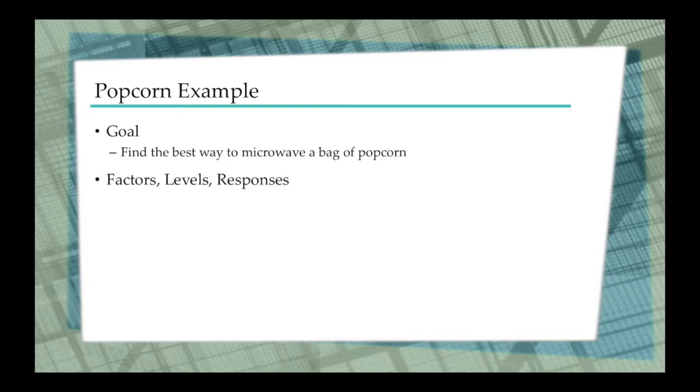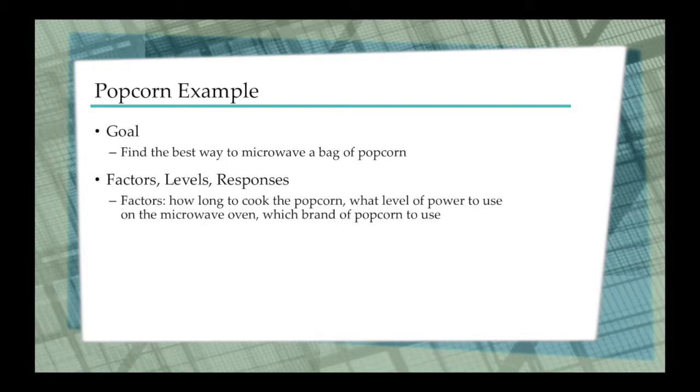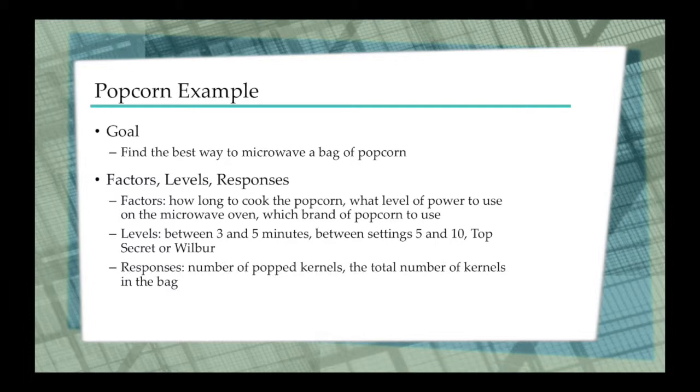For our example, we will be doing the popcorn example. We have done this in class before. The goal is to find the best way to microwave a bag of popcorn. Our factors for this experiment are how long to cook the popcorn, what level of power to use on the microwave oven, and which brand of popcorn to use. The levels for the factors are, respectively, between 3 and 5 minutes, between settings 5 and 10, and Top Secret or Wilbur. The responses are the number of popped kernels and the total number of kernels in the bag.